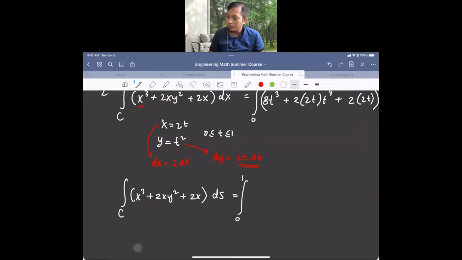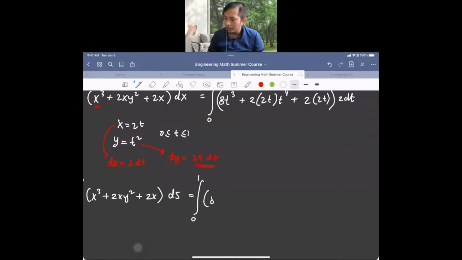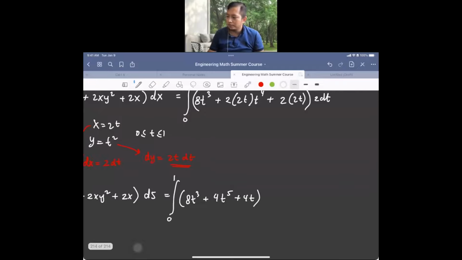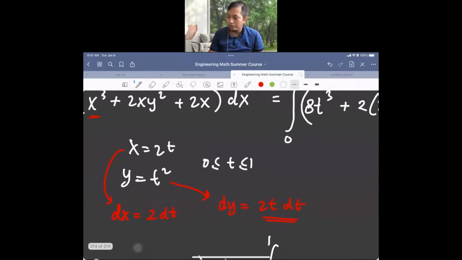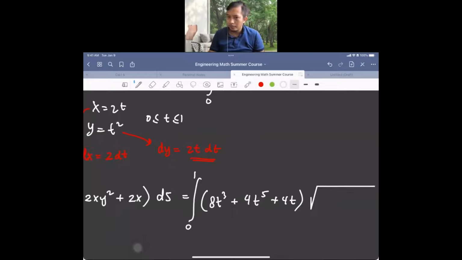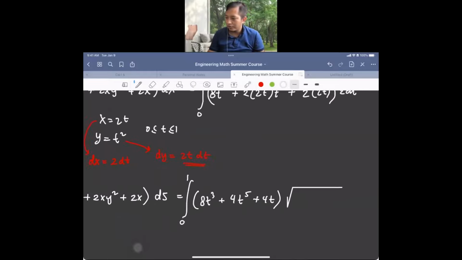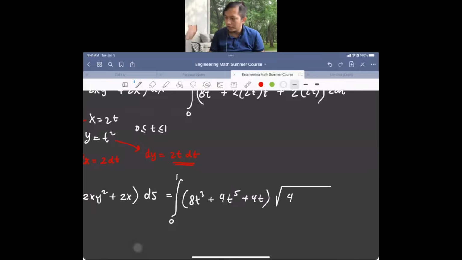Again, the same here. We take all the parameterization inside. We could take 8t cubed plus 4t to the power of 5 plus 4t. But ds becomes our arc length based on the parameterizations. Okay, so based on this, we will have 4 based on this 2 plus 4t squared dt.